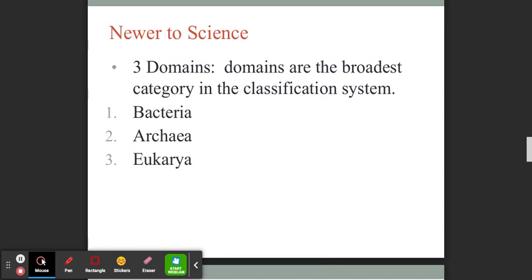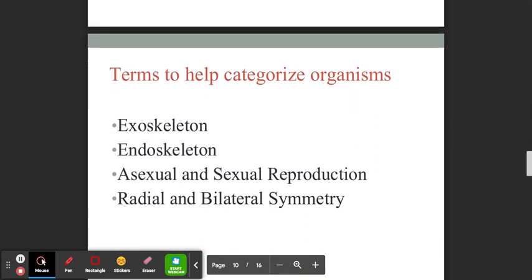Something newer to science is that classification wasn't always started with domains. Domains are the broadest category, and we have three different types. We have bacteria and archaea, which are both types of bacteria, and then you have eukarya, which includes us and all eukaryotic cells.